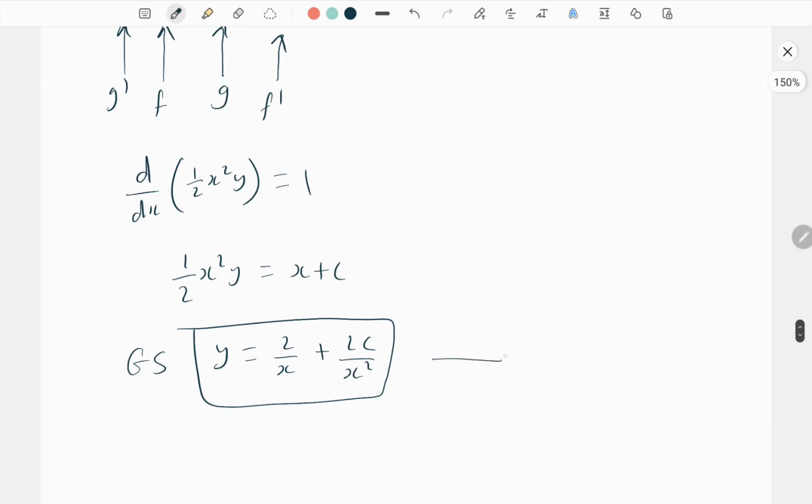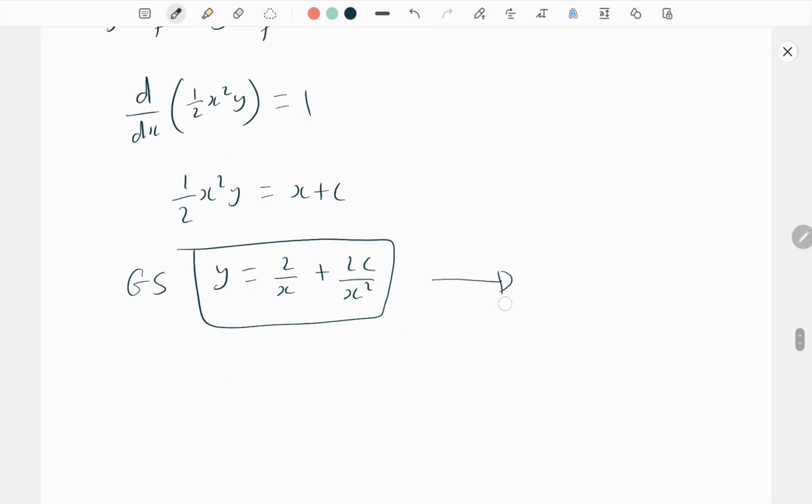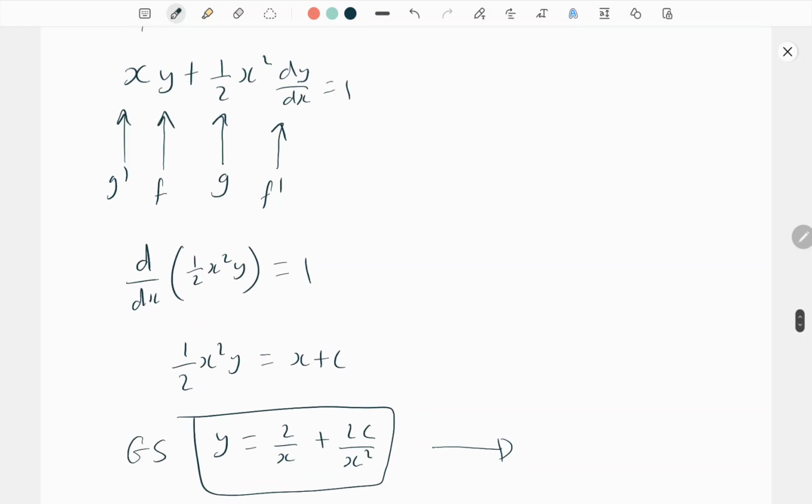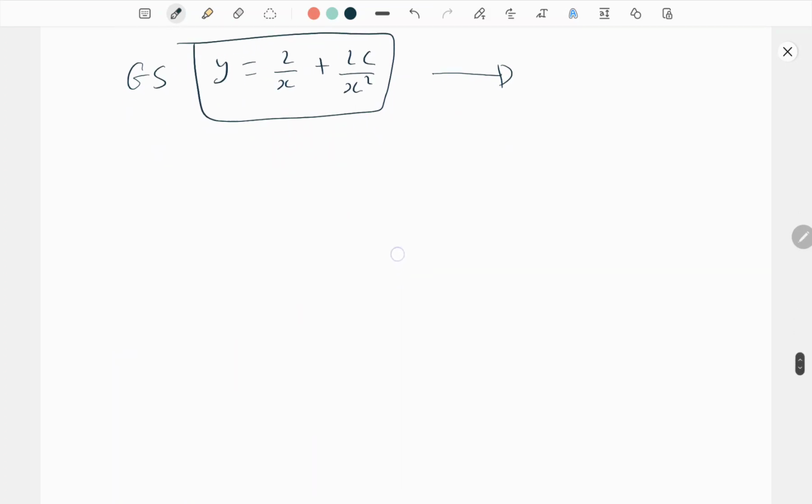Great. You can have a go at exercise 7a in the main textbook, which has a lot of practice questions on noticing that you can use the product rule in reverse to do that.